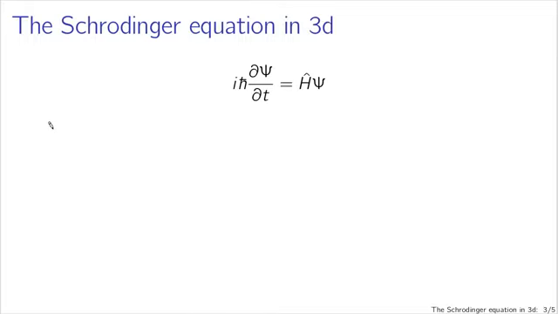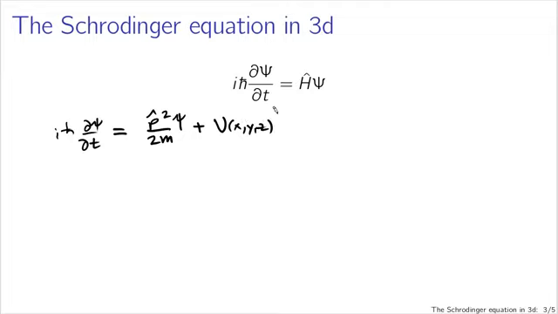If I write this as iħ times the partial derivative of psi with respect to time and expand out what the Hamiltonian actually is, in terms of general operators, p hat squared over 2m acting on the wave function, plus the potential energy, which is now going to be V as a function of three dimensions, V of x, y, and z, multiplied by the wave function.